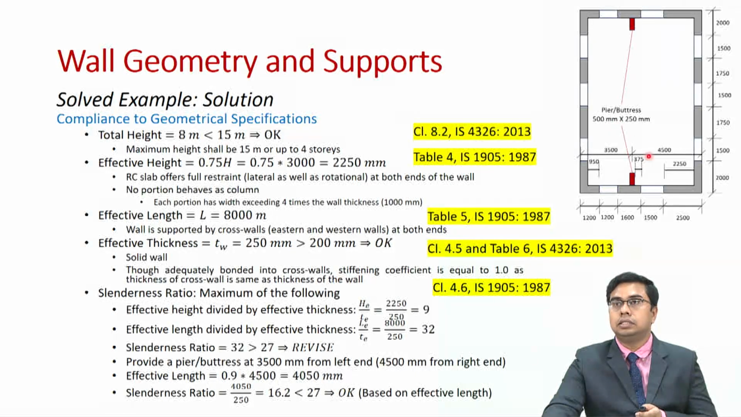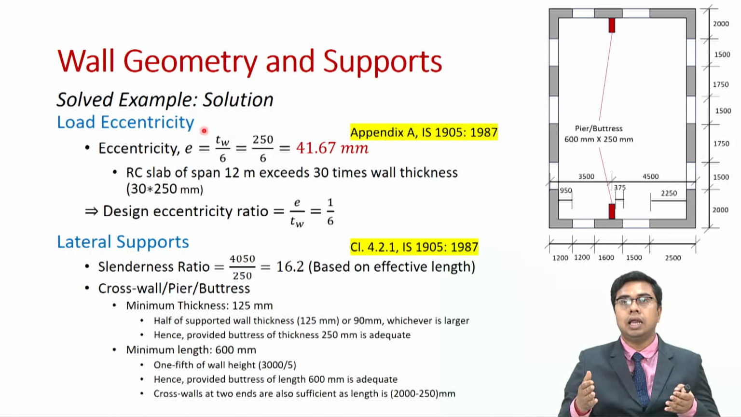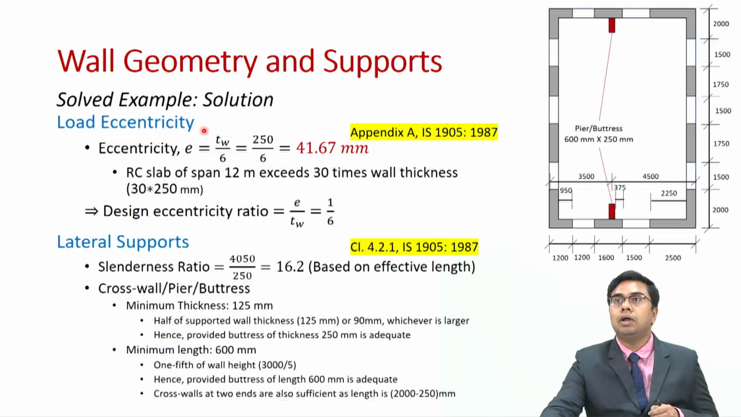Before we get over there, let us also check the load eccentricity. So what is the load eccentricity in this case? Since our reinforced concrete slab is spanning 12 meters in this case as shown over here, which is exceeding 30 times the wall thickness. What is 30 times the wall thickness? 30 into 250 millimeters. So the span exceeds that, so it will be classified as a not normal span.